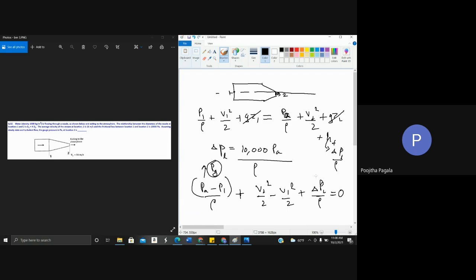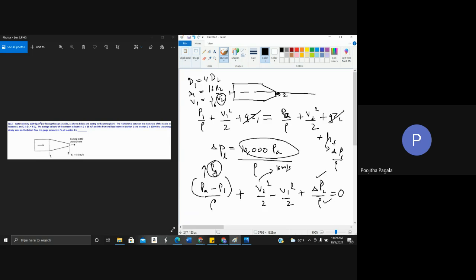But we know delta P loss gives us 10,000 pascals. We know density. And we need values of V2 and V1. It has been given that V2 is 16 meters per second. They also mentioned that D1 is equal to 4 D2, which means A1 will be equal to 16 times A2. If A1 is 16 times A2, then V1 is going to be 1 by 16 times V2.